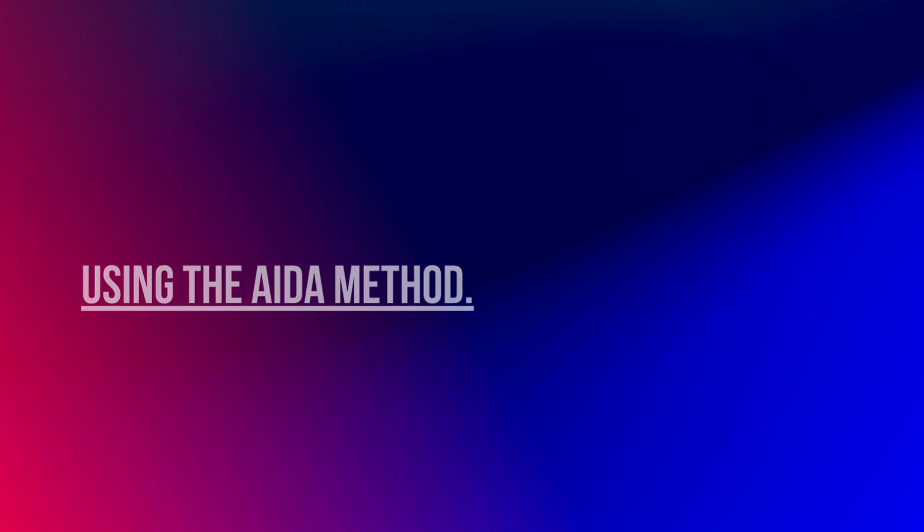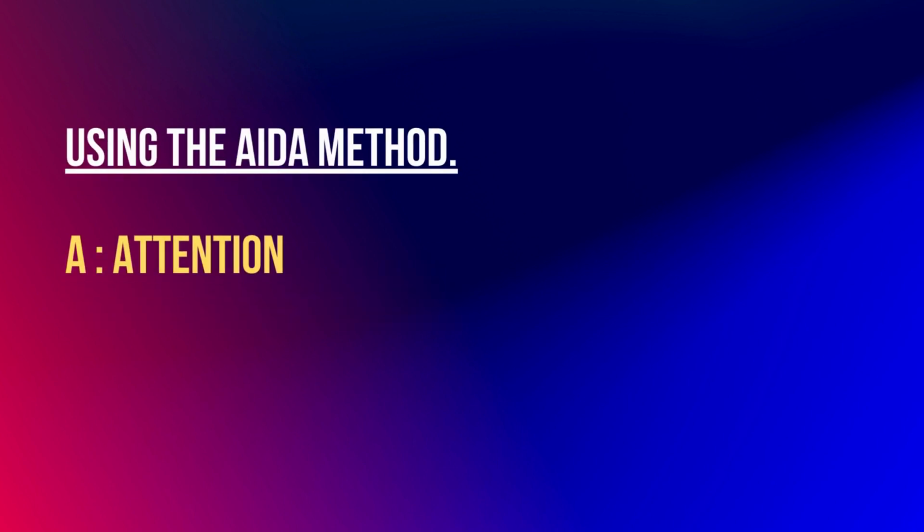A for attention. The first step is to capture your prospect's attention. In a world full of distractions, your message needs to stand out, whether through a catchy headline, a striking image, or an intriguing question. The aim is to make your audience stop and pay attention to what you have to say. I for interest. Once you've got their attention, it's time to pique their interest.